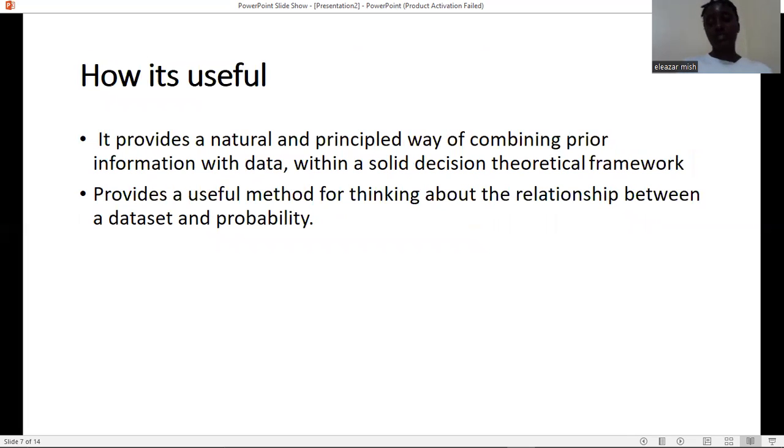How useful is the Bayesian theorem? It provides a way of combining the information you had before with the current data. So all the prior information you collected and then the current data, so that you can make a solid decision. It also provides a method to think about the relationship between the data set and the probability.